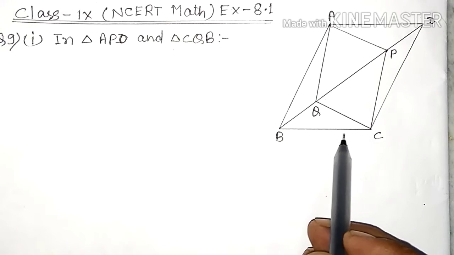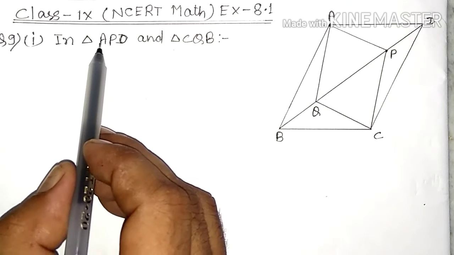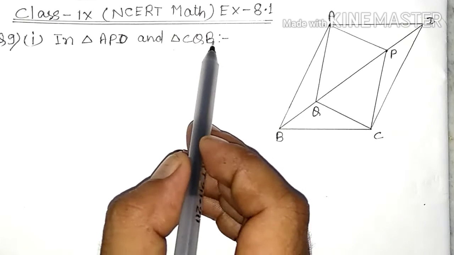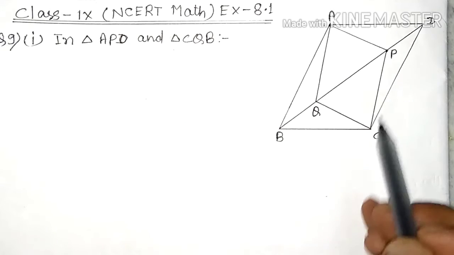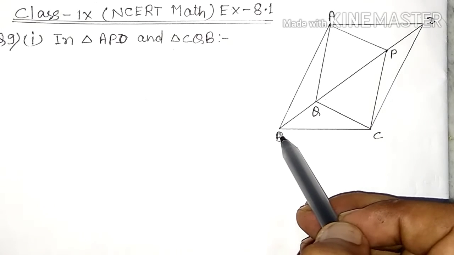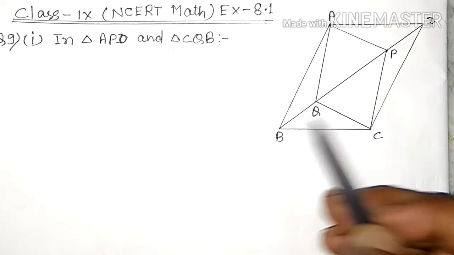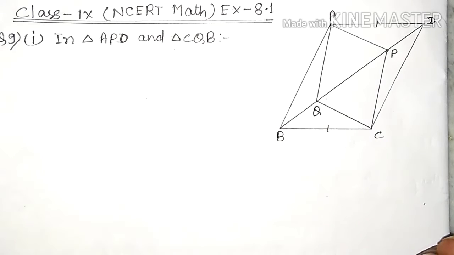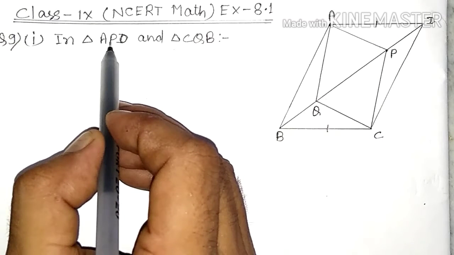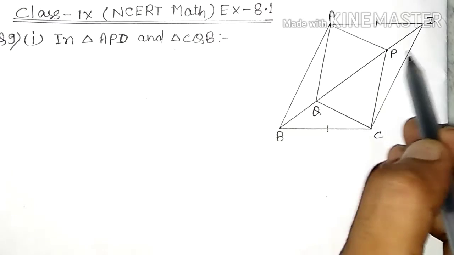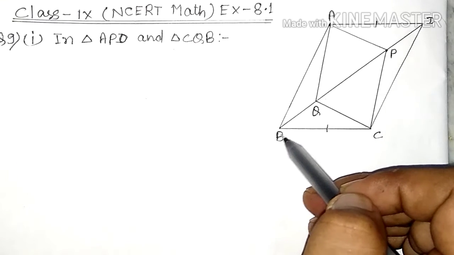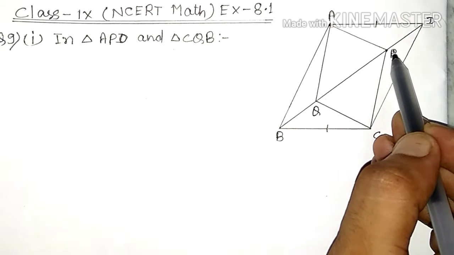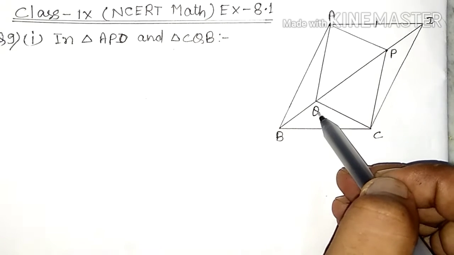in both the triangles, what is given: AD is equal to CB. This side AD is equal to CB. It is the side of the parallelogram, opposite sides of the parallelogram. So this one is equal to BC, and PD is equal to BQ. PD or DP is equal to BQ. It is given.